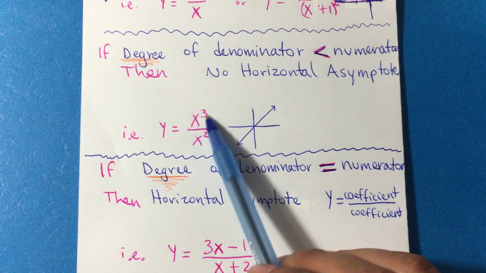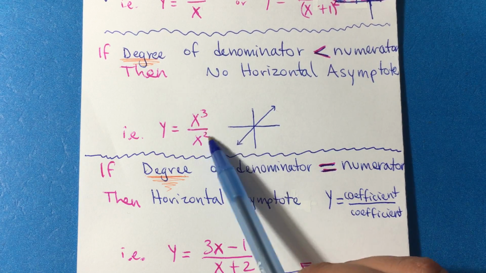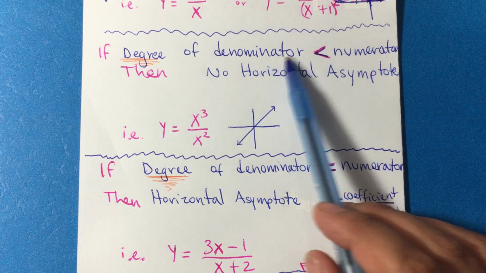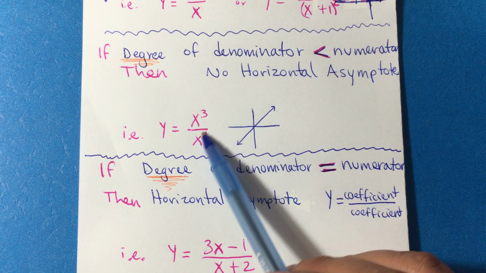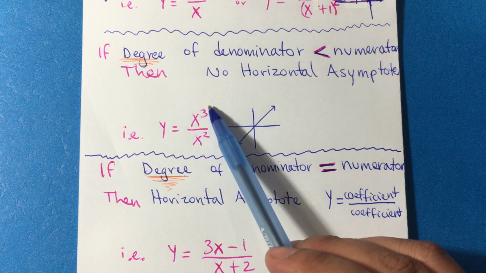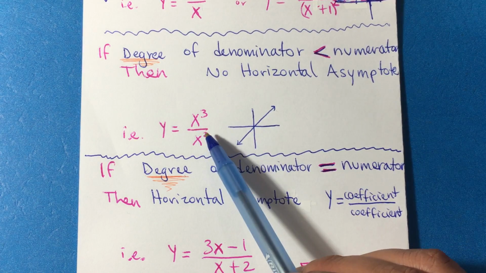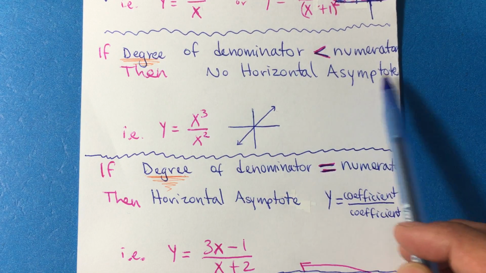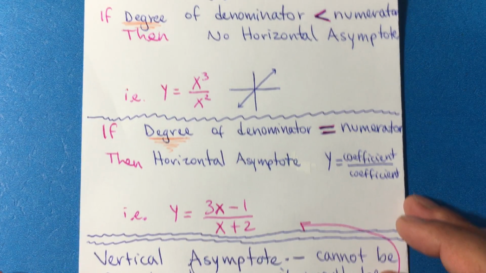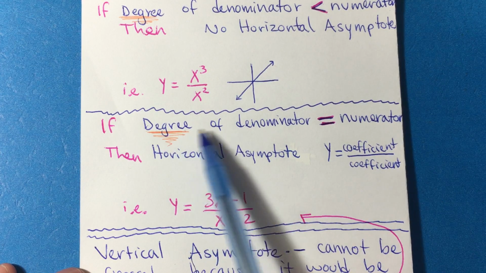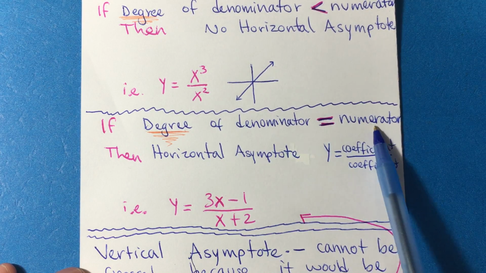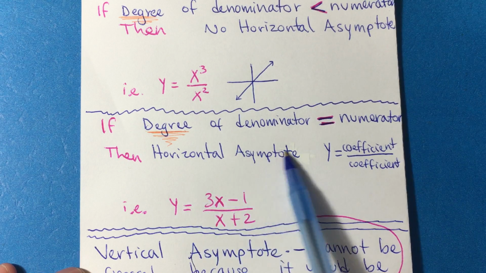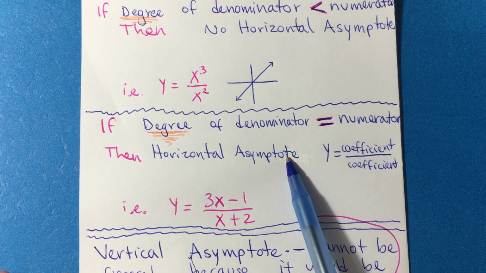The degree refers to the exponents. So in here, the denominator has degree 2 and the numerator has degree 3. If the degree of the denominator is less than the numerator, then there is no horizontal asymptote. And finally, if the degree of the denominator is equal to the numerator, to find the horizontal asymptote we have to take an extra step.